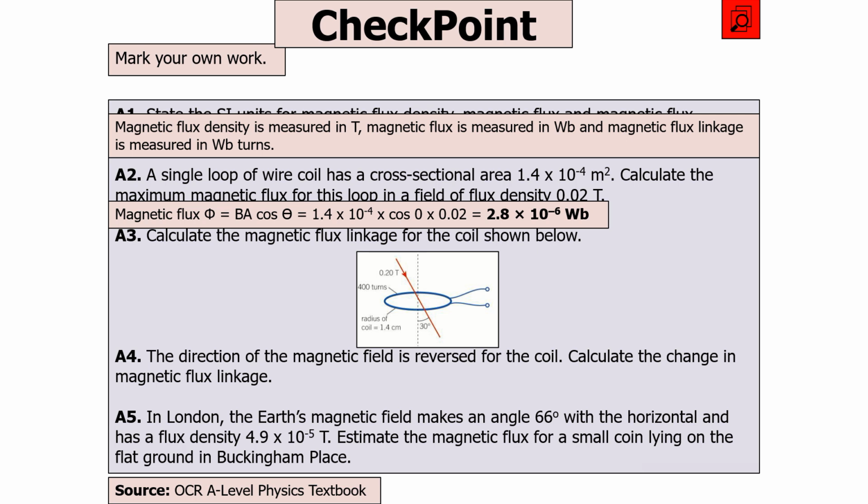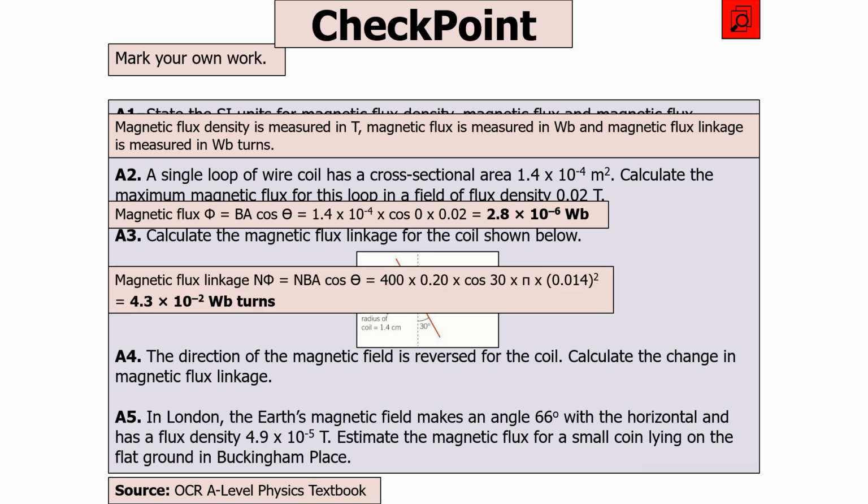So therefore, that's our maximum value because cos 0 equals 1. So therefore, it's 2.8 times 10 to the minus 6 Webers. In this next question, we know magnetic flux linkage is BAN cos theta. So it's 400 times 0.2 times cos 30 times pi r squared. So we work it through, remember centimeters into meters, to be 4.3 times 10 to the minus 2 Weber turns.